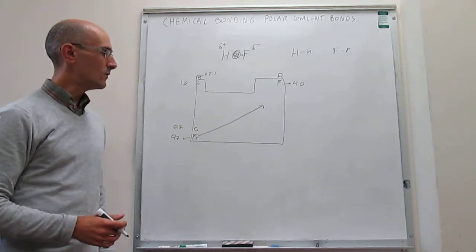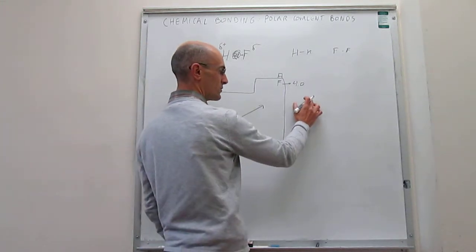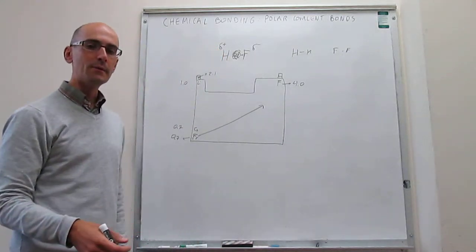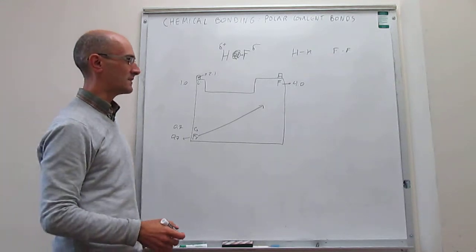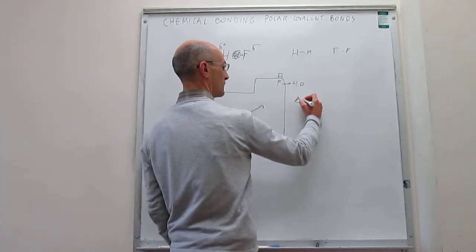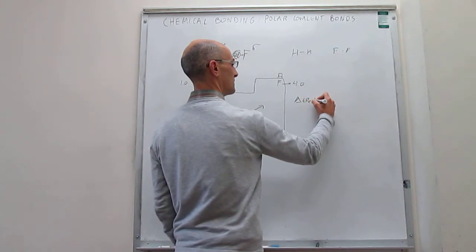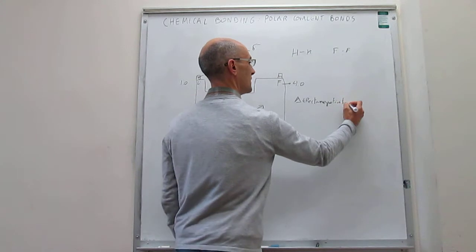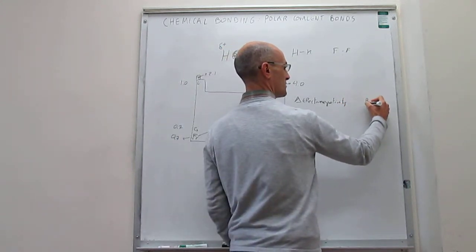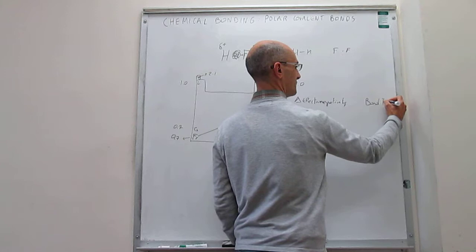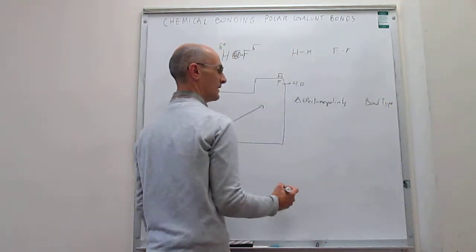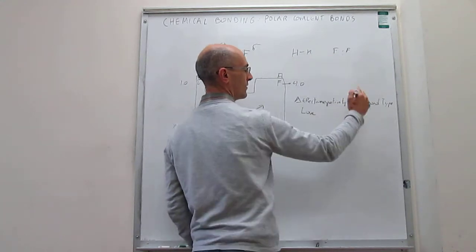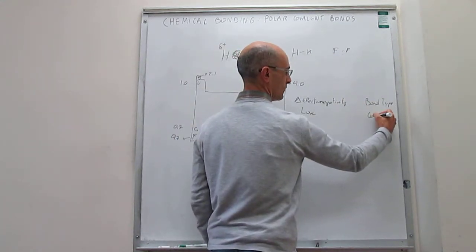So we can draw a table that is going to illustrate how the type of bond that you have depends on the difference in electronegativity. So if we write here the difference in electronegativity, and then the type of bond, so bond type. If we have a difference in electronegativity that is very low, or zero as you have right here, then the bond type will be covalent.